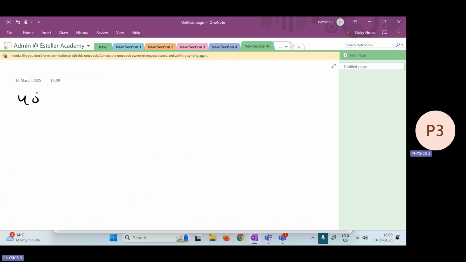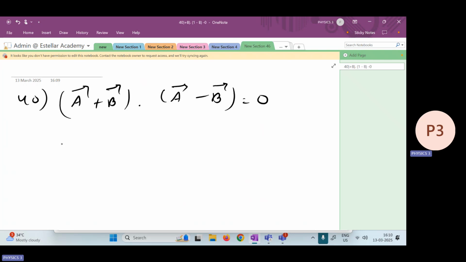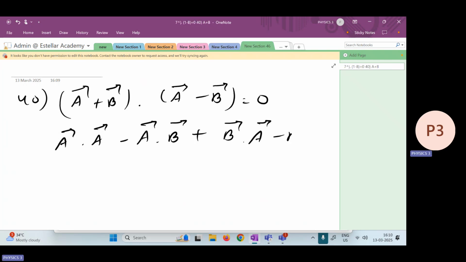The 40th question says the vector sum of two forces is perpendicular to their vector difference. So A plus B is perpendicular to A minus B. So the dot product of them should be 0, right? So A dot A minus A dot B plus B dot A minus B dot B should be 0, right?